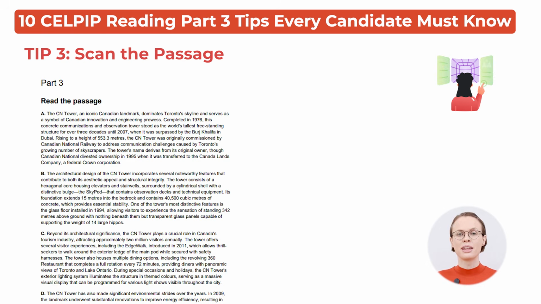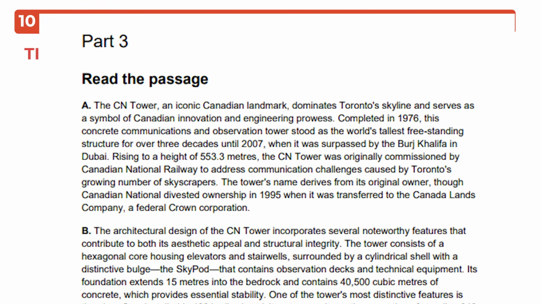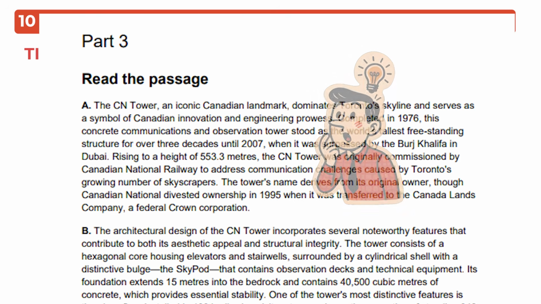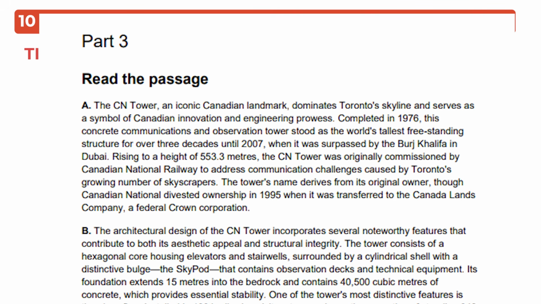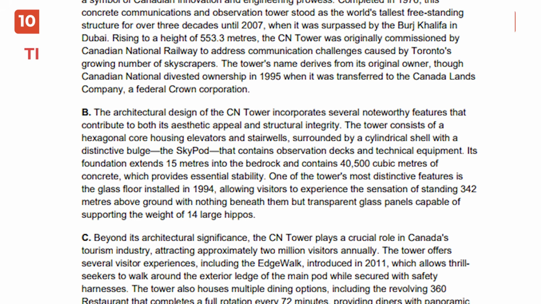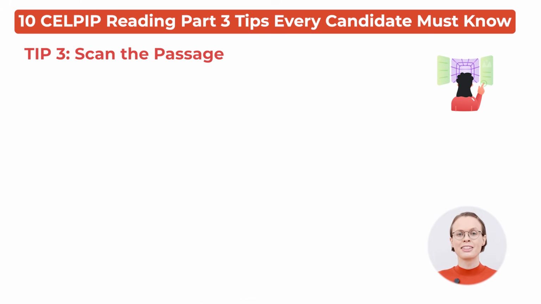Start by quickly reading the first paragraph with your keywords in mind. Ask yourself whether this paragraph contains the information your question is asking about. If it does, mark your answer and move on to the next question. If it doesn't, move immediately to the second paragraph and repeat the process. This systematic approach ensures you don't accidentally skip paragraphs and miss the correct answer.